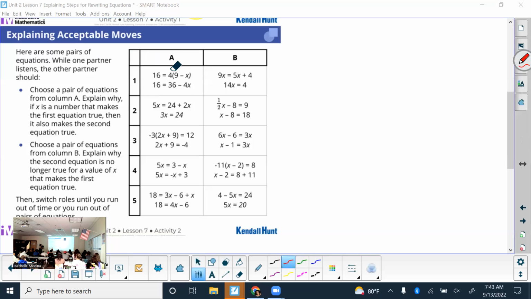Because 9 times 4 is 36. Anything else? Good. So once we distribute in the first one, we get the same exact equation. We get 36 minus 4x. Because it's the exact same, I know that when I solve for x, it will be the same. All right, questions on A1.